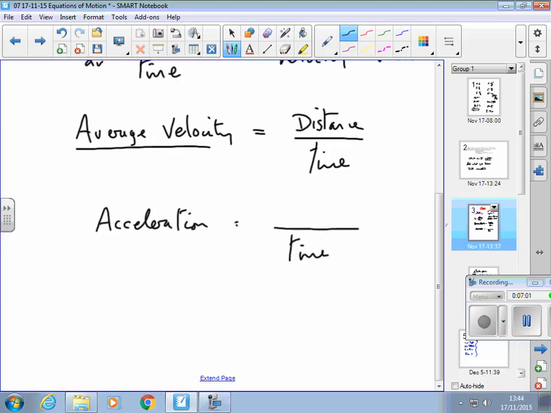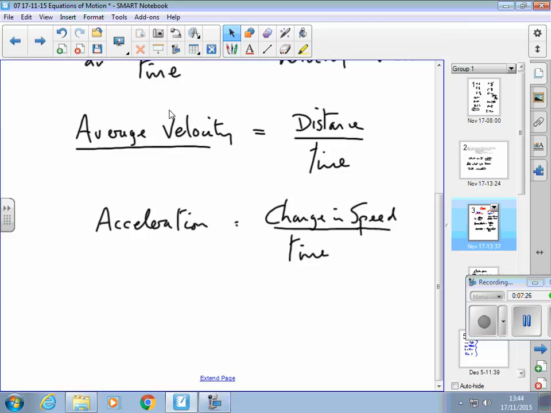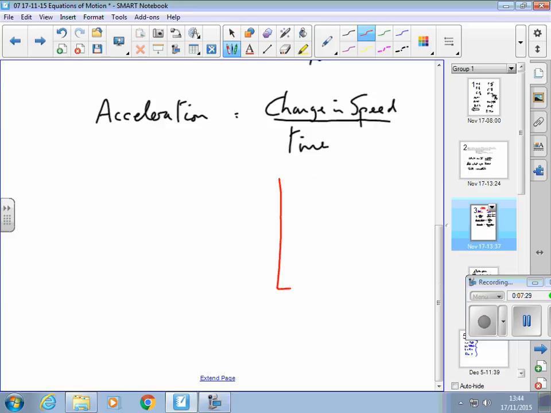So if the speed is changing, what do you think we need to know to find acceleration then? Change in speed over time, okay? Right, Marcus, the change in speed over the time.